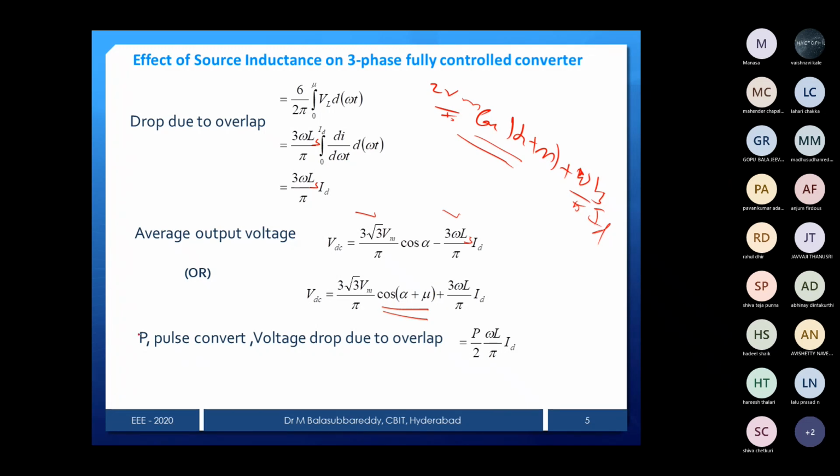So that is a p-pulse converter or an m-pulse converter. The drop will be, this is the generalized expression, omega or m by 2 into omega Ls by pi into Id. So this is the small expression.